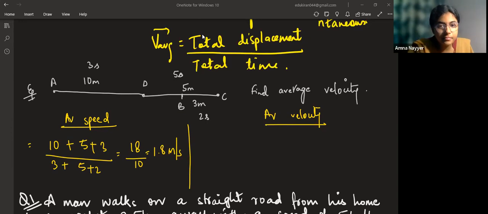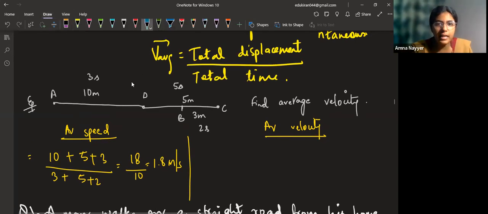Yes, Sarah? 18. 18 from A to C? 18 was when he returned back. From A to C, it is 15. This part, 15, right? So this entire distance is 15 meters.